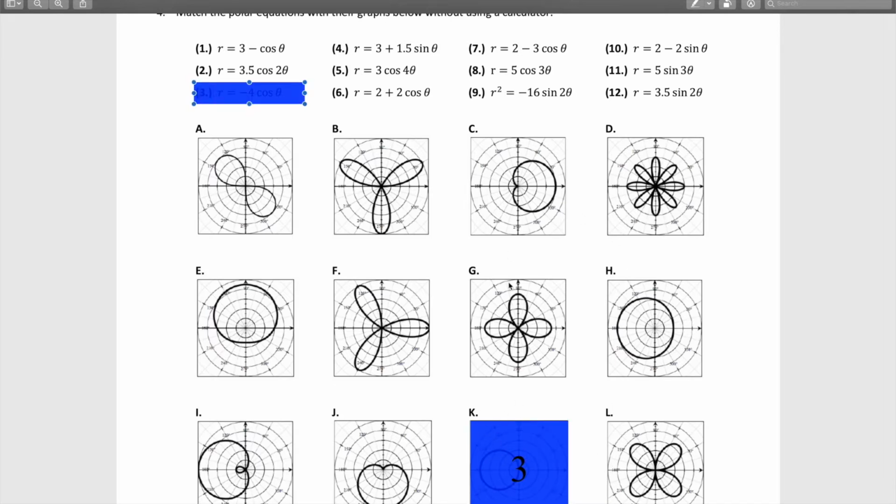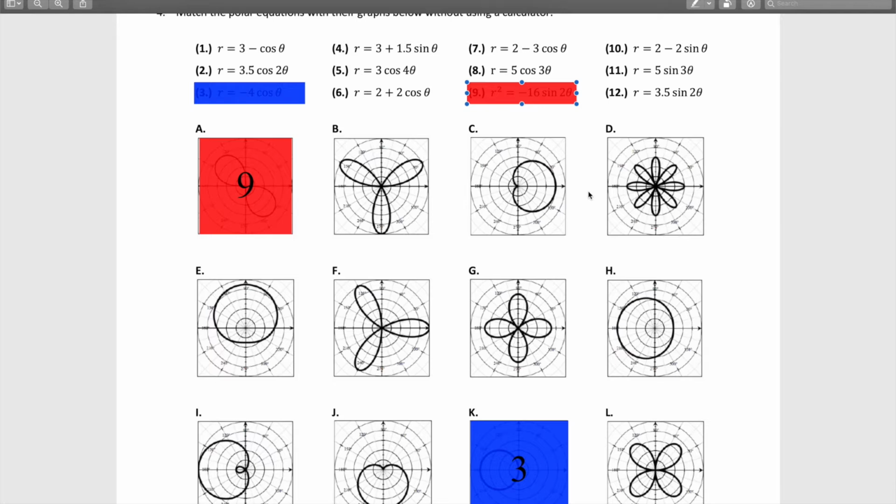Next, I would look for any lemniscates. Okay, so there's a lemniscate right here. That's going to be an r squared equation, and it's the only one, so I know that this one has to be 9. Next, what I like to look at is all the different rose curves that are on the graph. Okay, so rose curves are the ones that don't have any addition and subtraction in their equations.